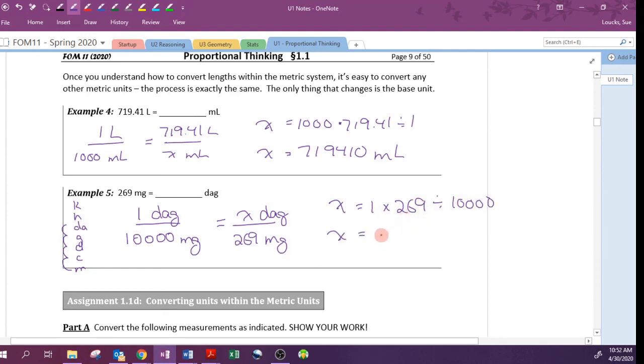So I get the result that x equals 0.0269 milligrams. Oh, I butchered that one. Oh no, that's right. I'm sorry. So x equals 0.0269 decagrams. There's our answer.